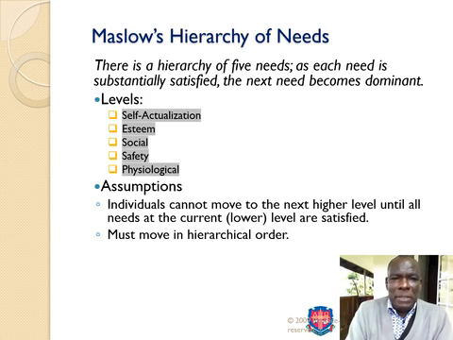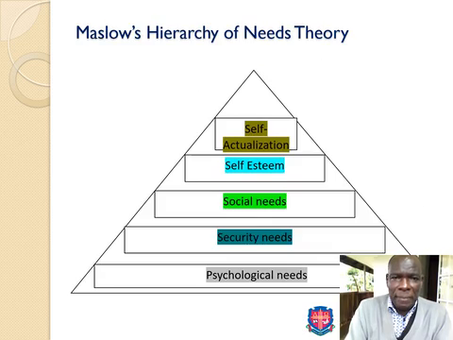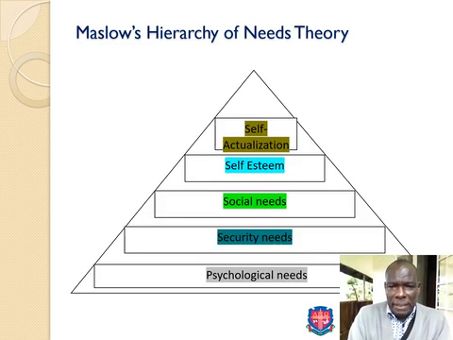And when you cast your eye on the slide, you will see that there are 5. But also you need to know that according to Maslow, individuals cannot move to the next higher level of need until the need at the current level is satisfied. And to use the pyramid illustration, I am going to show you the pyramid, not the original pyramid, but I've been able to put the pyramid together. And here is Maslow's pyramid, the so-called hierarchy of needs theory.